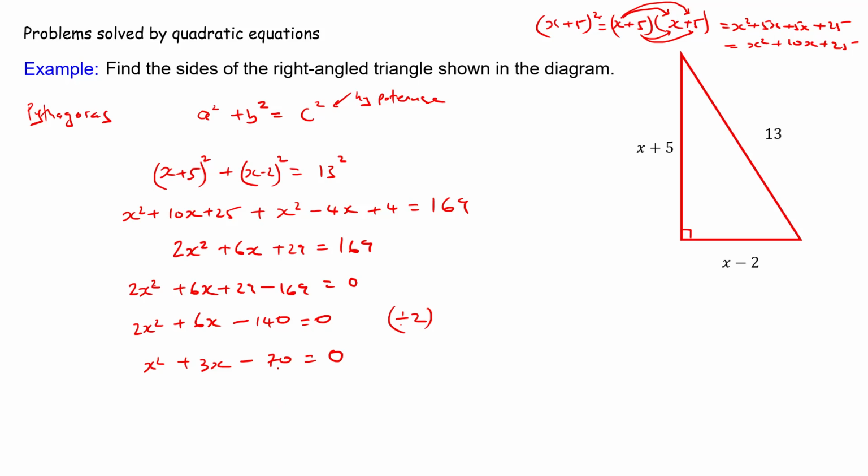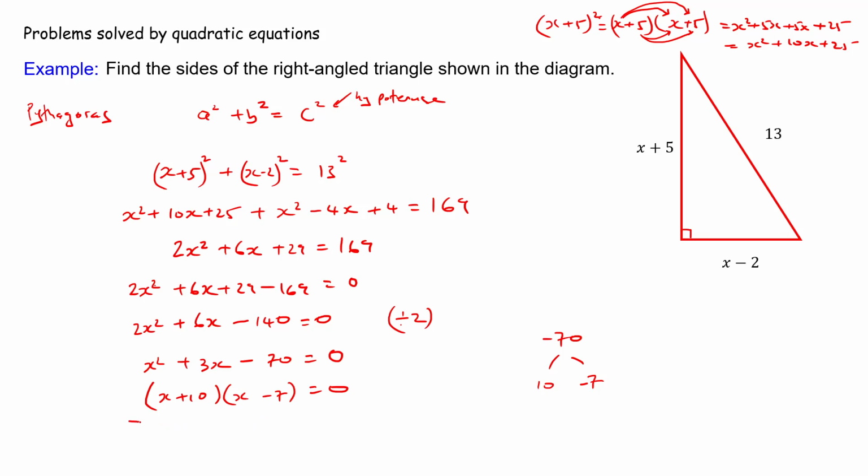Looking at that, I'm trying to think of factors of 70 that can give me 3. Because, let's sort my brackets out. So I've got minus 70. Now I look for factors of 70 that can give me 3. I'm going to try 10 and 7. That should work. One of them's got to be negative because it's minus 70, but it's positive 3, so minus 7. So we have x plus 10, x minus 7.